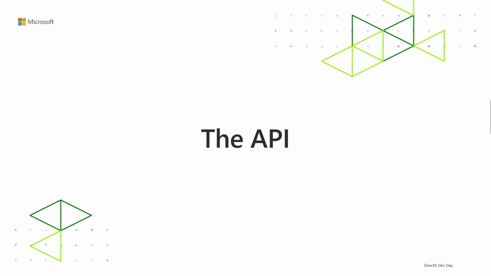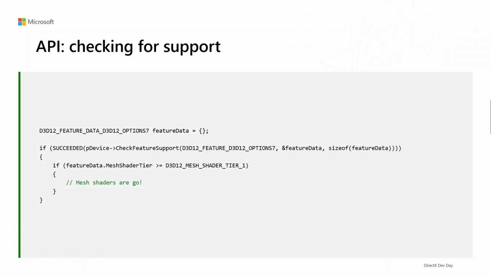So what does the API look like? We're developers here, we want to write some code. This slide's rather trivial. You should check for support. You do this by looking for the D3D12 Options7 and look for the Mesh Shader tier enum. That will tell you whether the GPU you're running on supports Mesh Shader.